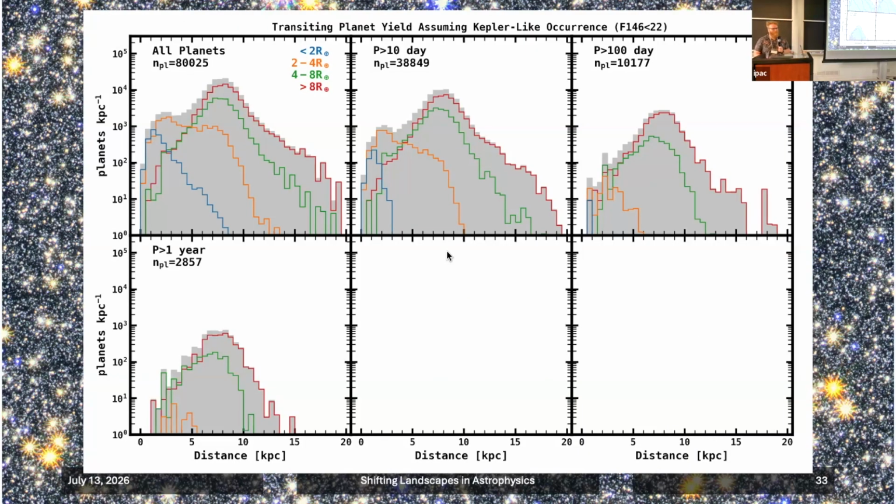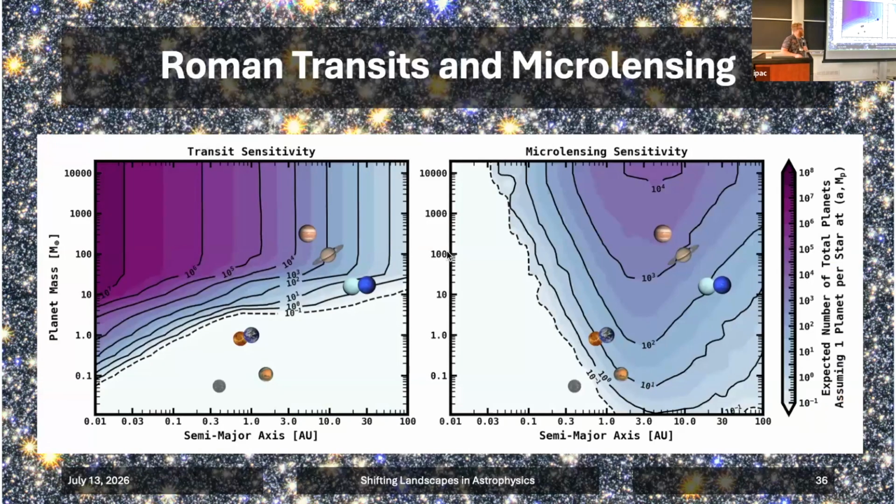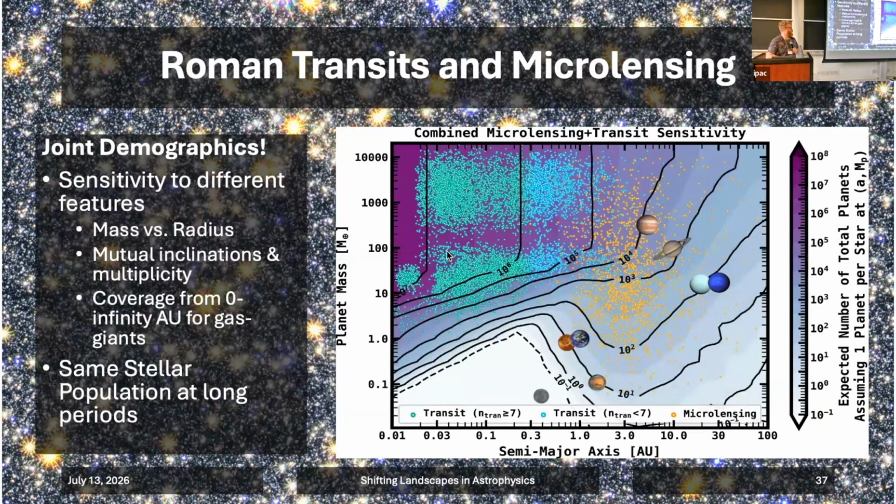At a year, you have about 3,000. At 3 years, you have about 700, and then of order 100 planets beyond 10-day orbital periods. So these last ones are going to be your true Jupiter analogs. And that is quite consistent with the sensitivity from microlensing. So you have this really great opportunity to combine the transit sample with the microlensing sample.